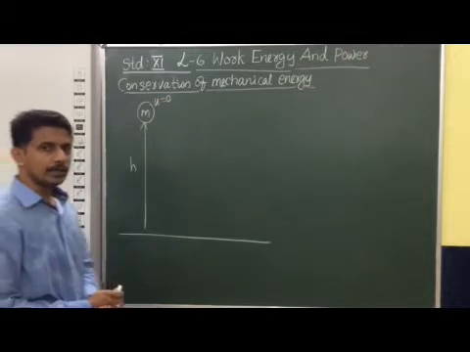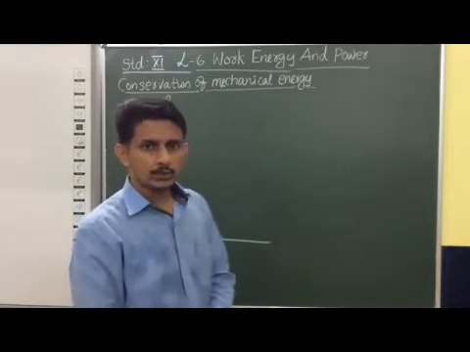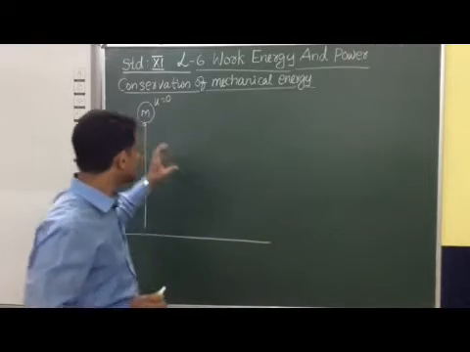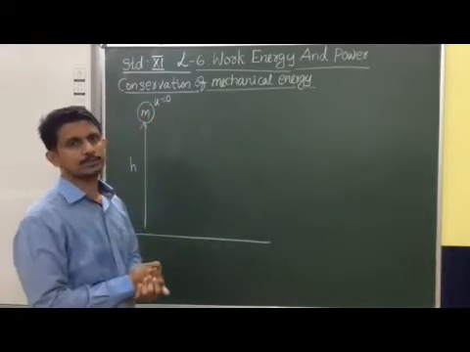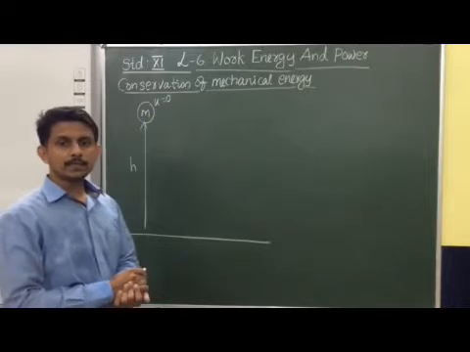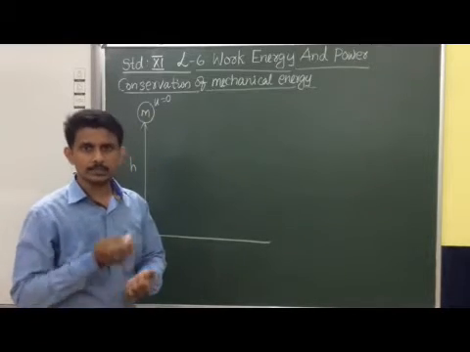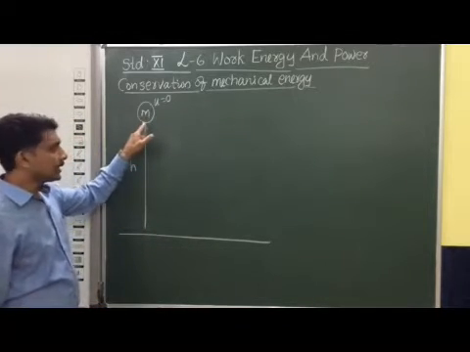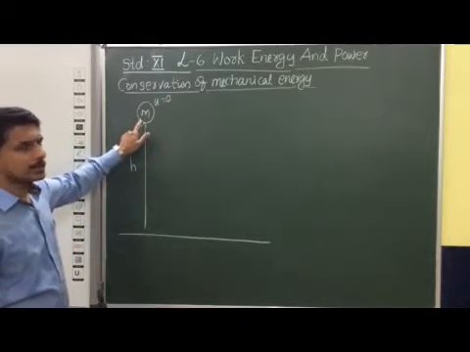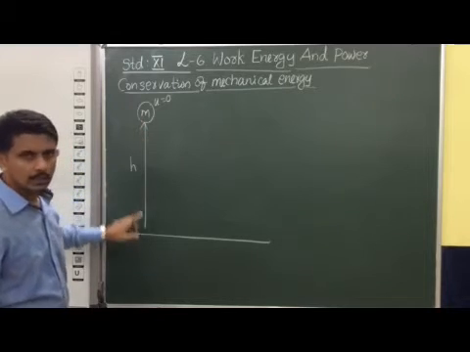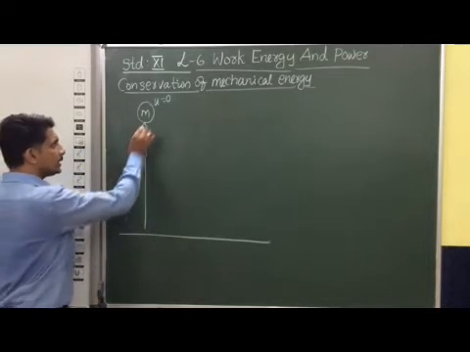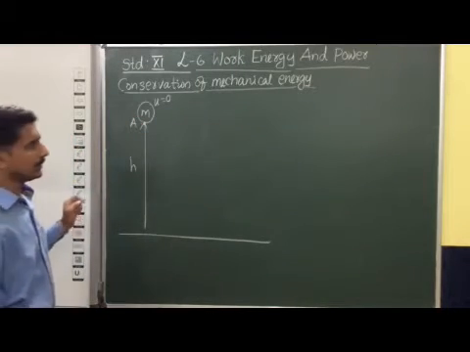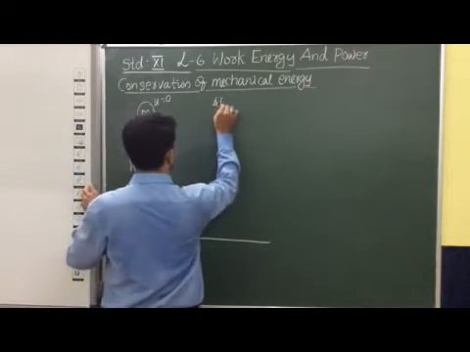We are going to show that the mechanical energy of the system is conserved. That means the total energy of the system remains constant. We know mechanical energy is the sum of potential energy and kinetic energy. So we are going to calculate the kinetic energy and potential energy at three different places. First I am going to calculate the mechanical energy at this point A.